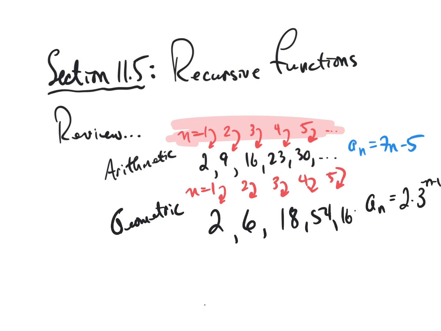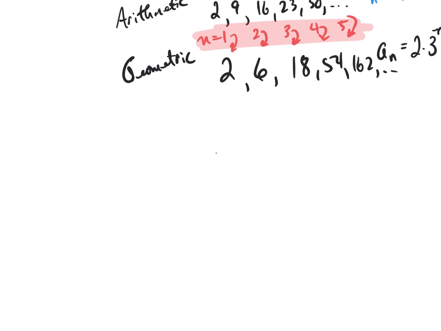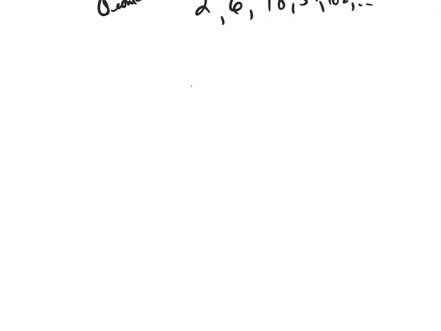Let's see, what would that last one be? 162, and so on. But the idea again is that we put in the counting numbers. We put in 1, 2, 3, 4, 5, 6, 7, 8, 9, we put those into some formula, and we get out the terms. Okay?